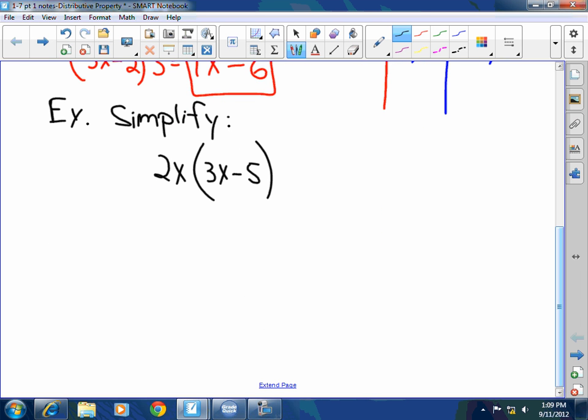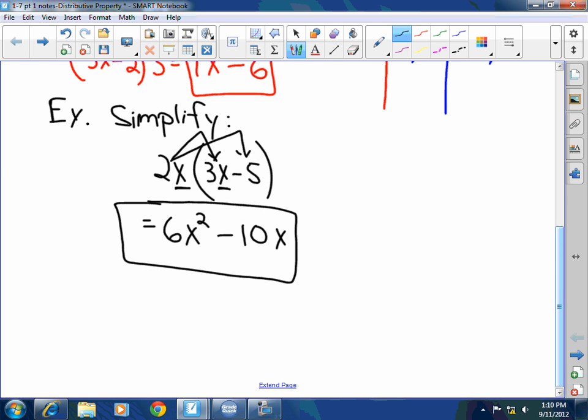Let's pay attention. I'm going to distribute. So 2x times 3x would equal 6x squared, because there's an x and an x. When I multiply the same variables, I keep the variable and add the exponents. And then what's 2x times negative 5? Negative 10x. Ding dong, the witch is gone. You're good. Does that make sense? Everyone understands this distributive property so far? You promise? Okay, awesome. Then let us continue.